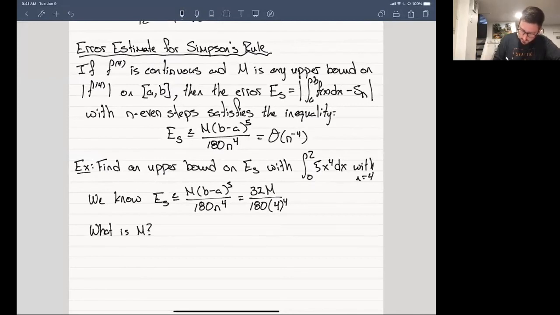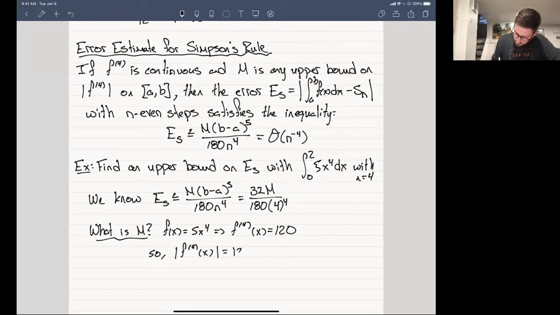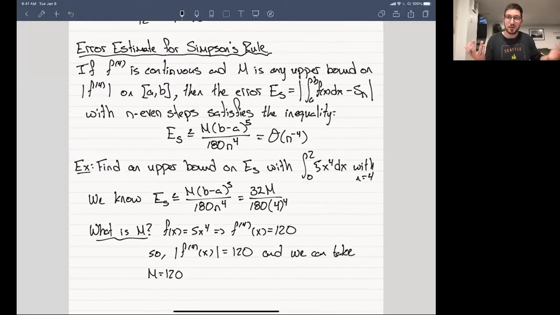We'll come back to that in a moment, but we need 4 derivatives. So we take f of x is equal to 5x to the 4. You can differentiate this thing 4 times. It's actually going to be a constant function. It's going to be 120. So the absolute value of this thing is also equal to 120. And we can take M equal to 120. 120 is a bound of the constant 120, right? That's a perfectly logical thing to do.